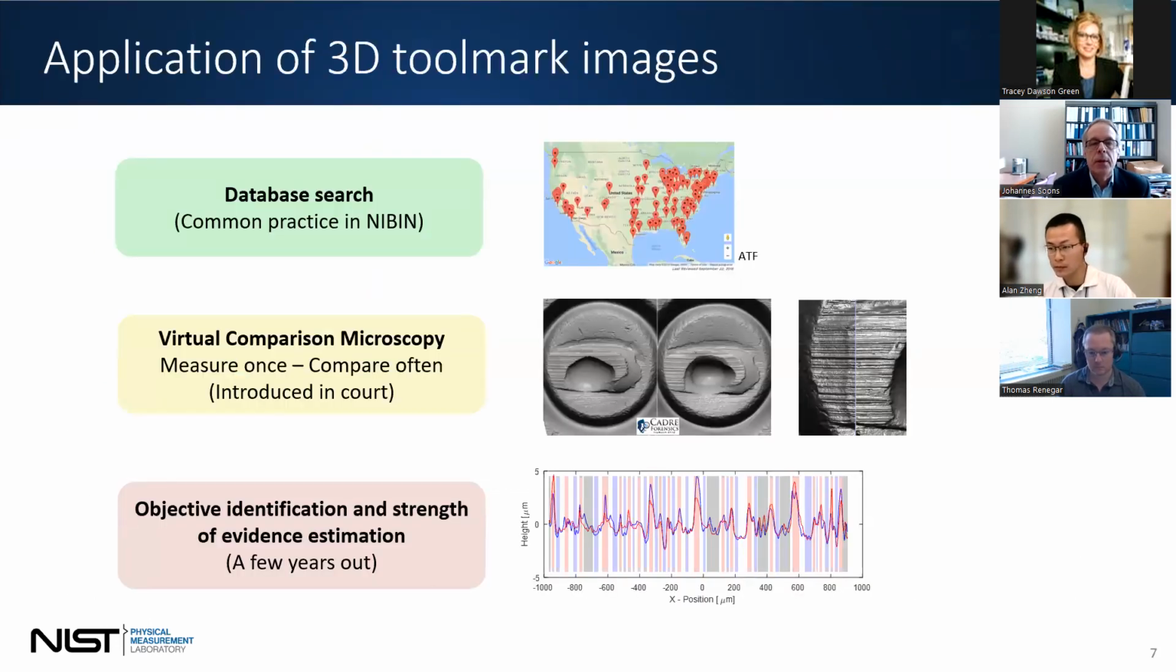So where are we in the application of 3D toolmark images? It has been common for close to a decade in database search, like in the NIBIN system, although it's still augmented with 2D images. Virtual comparison microscopy has been introduced in court, and it has passed at least one Daubert hearing. Use of 3D image data for objective identification, algorithmic-based identification, and strength of evidence estimation is still a few years out, but we're getting closer, as Alan will explain in the next presentation.